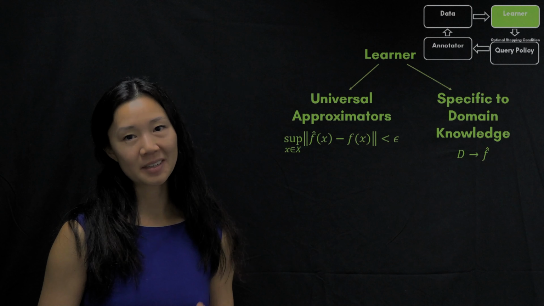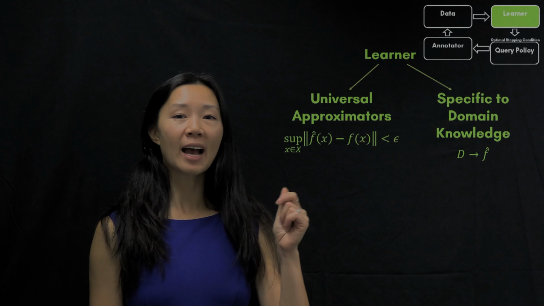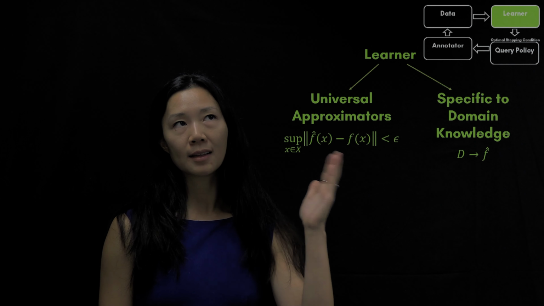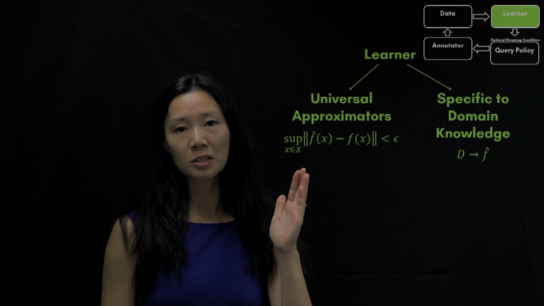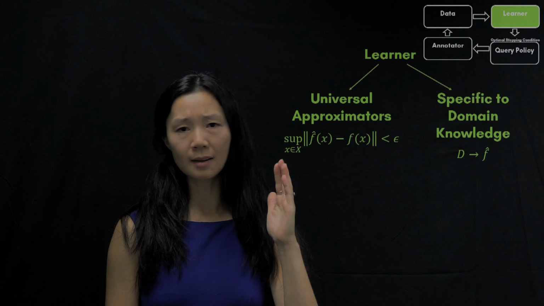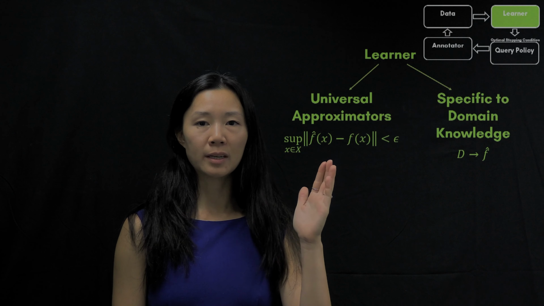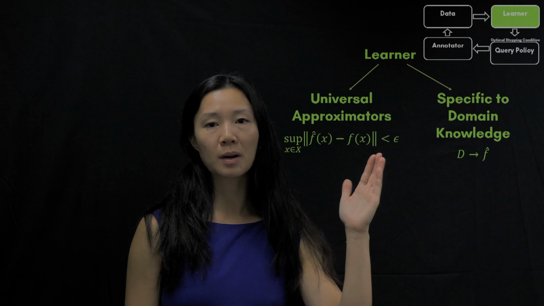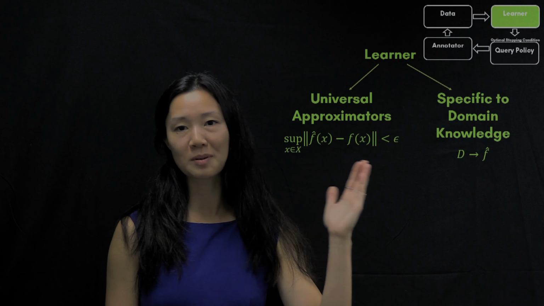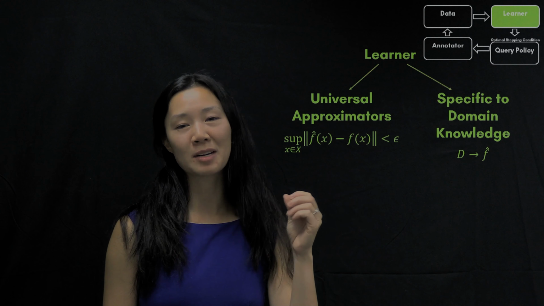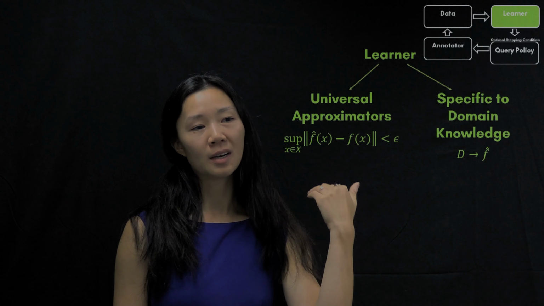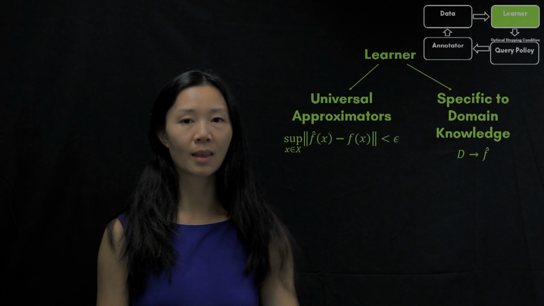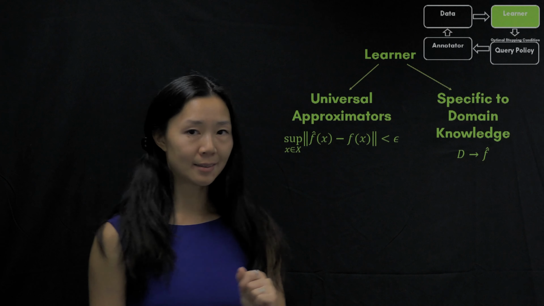So, different flavors of the learner. You can have learners that are universal approximators that cap the error across your entire data, where the error is between the function approximator, your learner, and the true function. And you just want to make sure that as a universal approximator, your model is expressive enough that it is able to approximate your true function well enough that it's always below some threshold error. That is a data agnostic approach.